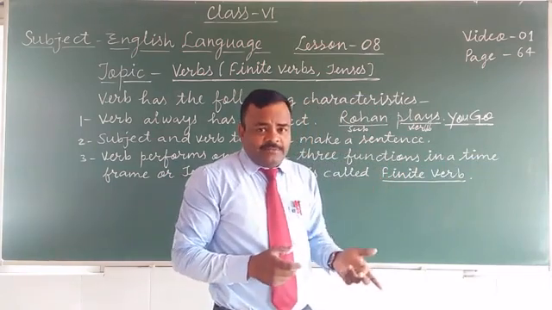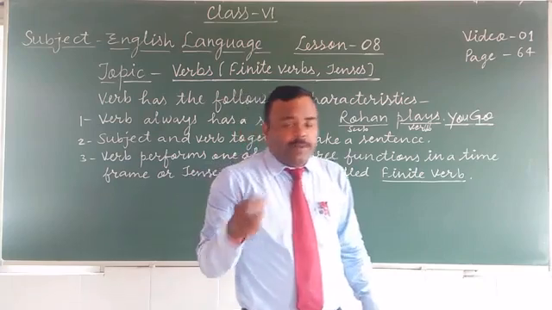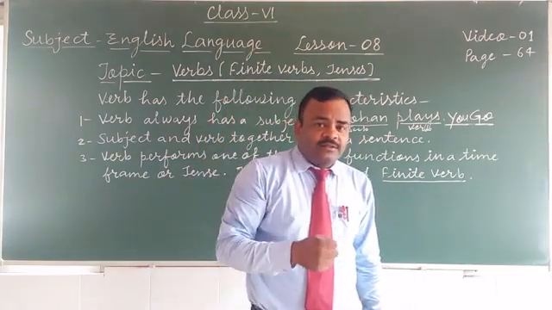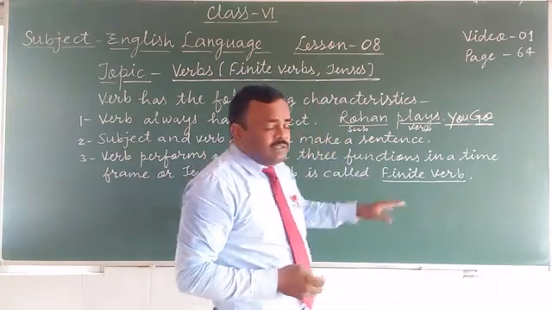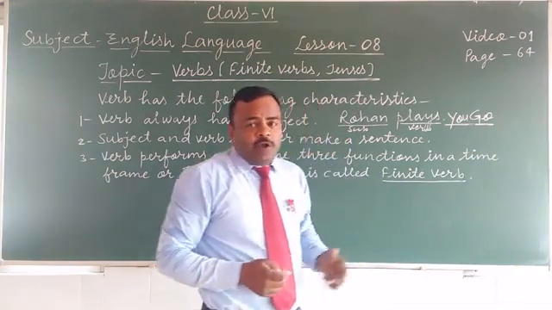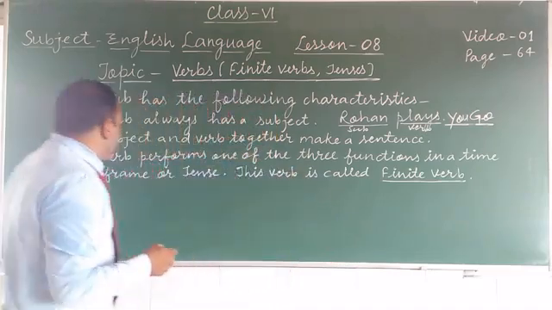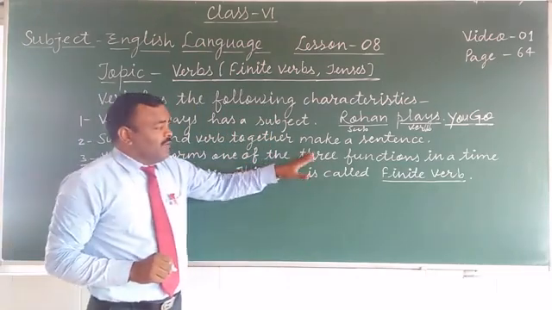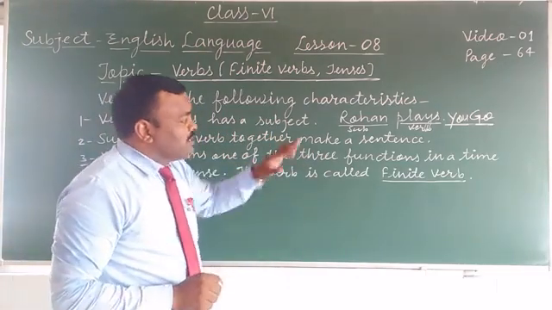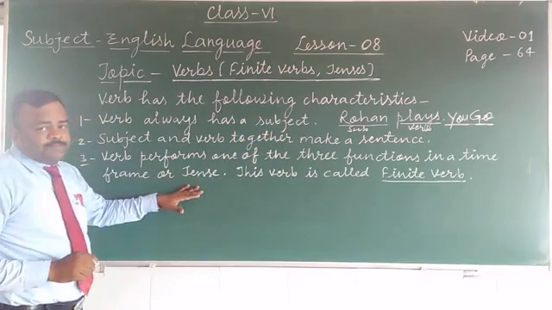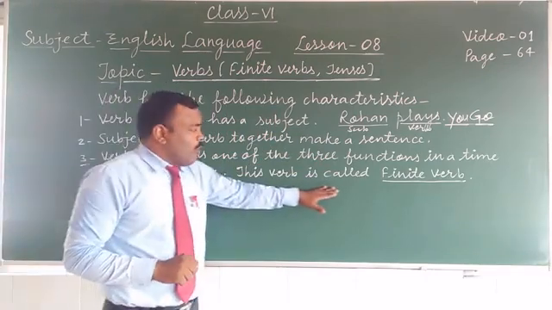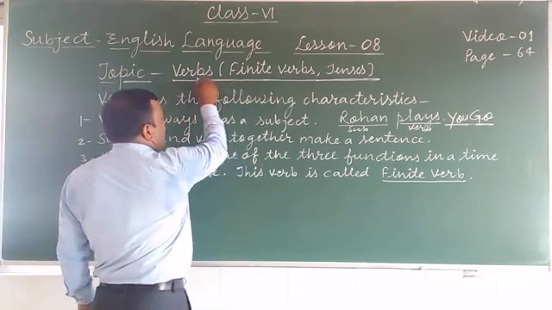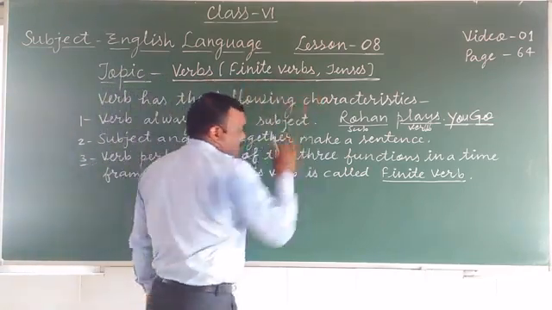Go, come, sit. Okay? And sometimes we use a preposition with the verb also: stand up, get out, come in. Okay? So these are also sentences and they are called imperative sentences. Clear? Third point: verb performs one of the three functions in a time frame or tense. This verb is called finite. Now what is a finite verb? Here the topic is verbs, finite verbs and tenses.